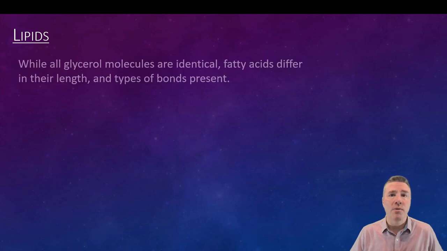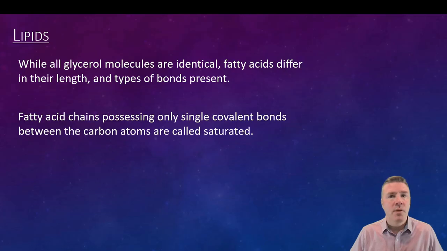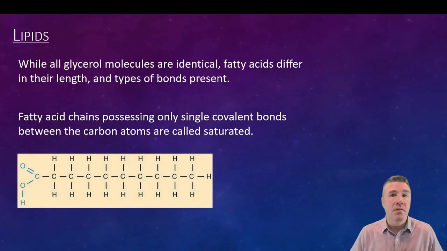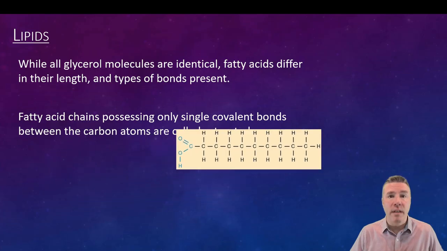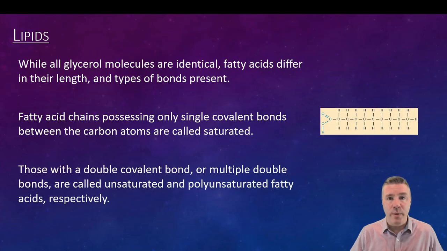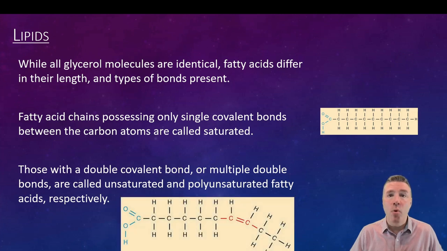All glycerol molecules are identical, but the same cannot be said of fatty acids. As mentioned earlier, fatty acids differ in their length based on the number of carbon atoms present, as well as the types of covalent bonds found in the chain. Fatty acid chains that are comprised solely of single covalent bonds are called saturated. On the other hand, the presence of a double covalent bond results in an unsaturated fat. Polyunsaturated fatty acids contain more than one double covalent bond.